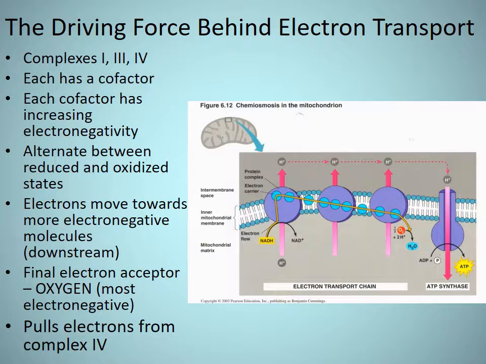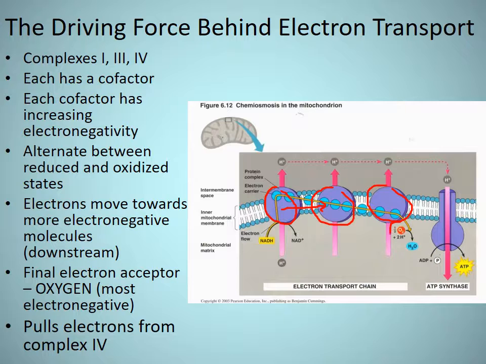Okay, the driving force behind the electron transport chain is known as electronegativity. Essentially, each complex has a higher electronegativity than the one before it, and electronegativity is an attraction for electrons. So complex 2 has a higher attraction for electrons than complex 1, so those electrons will be moved from complex to complex. Obviously, complex 4 has a higher electronegativity than complex 3, so it wants those electrons more.